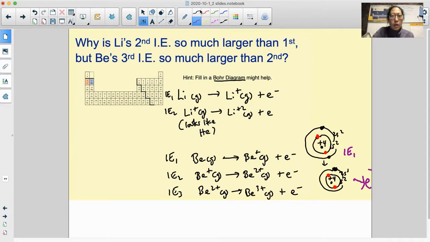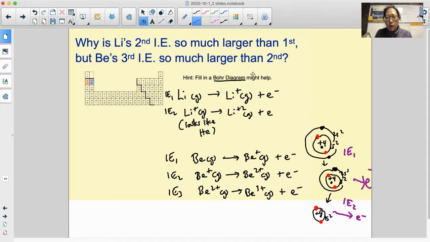Now we're taking our +1 beryllium, and we still have our +4 nucleus here. We have our 1s2 electrons, but guess what? We've got no 2s electrons. All we have left are the core electrons, okay? So here, again, we go this way, and we lose 1 electron, it flies off. That was our IE2.